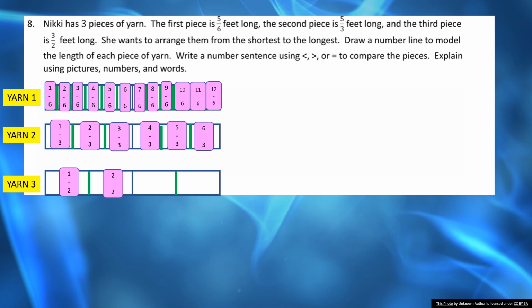Treating it like a number line, so we're counting up. After 2/2 would be 3/2. And after 3/2 would be 4/2. Now, at this point, all 3 of your pieces of yarn should be labeled. And if you need to pause your video to make sure that your paper looks like my screen, go ahead and do so now.